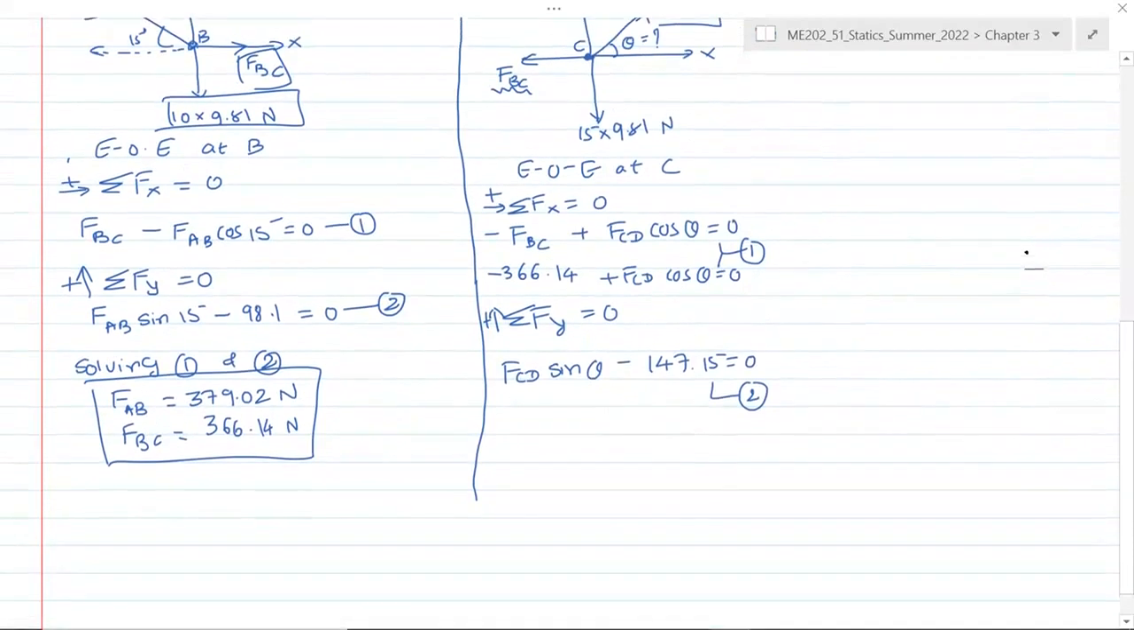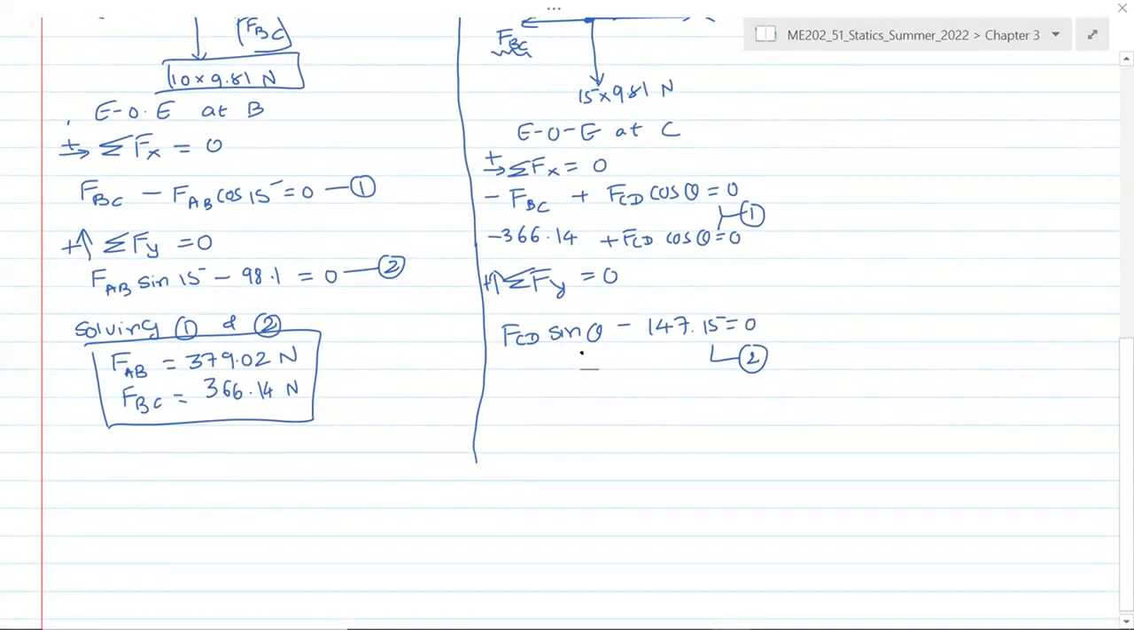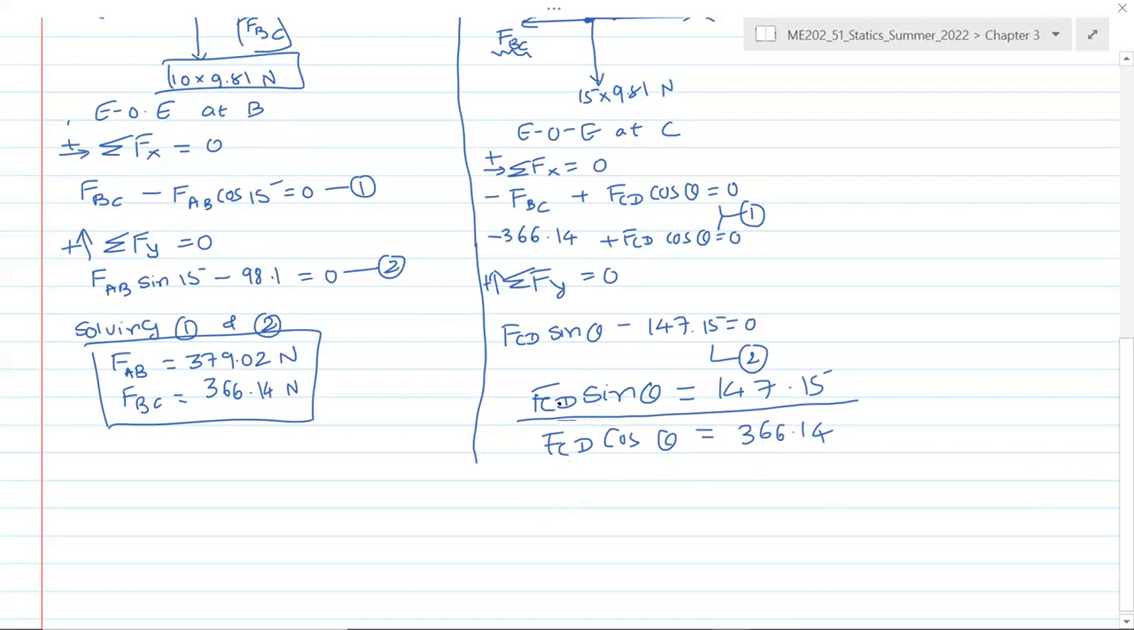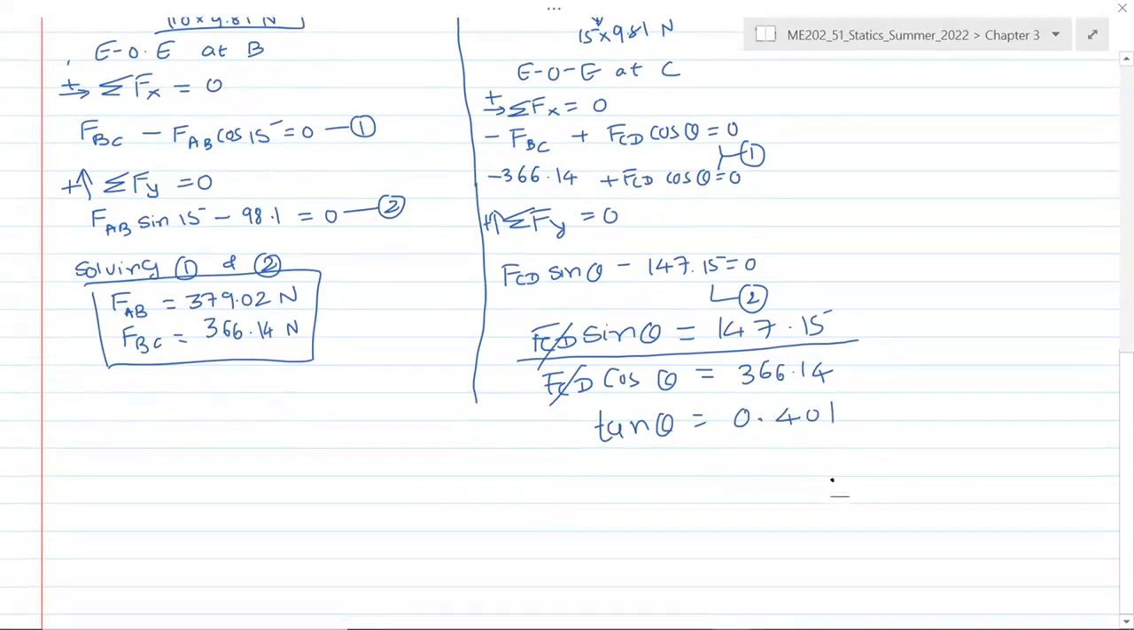By solving equation 1 and 2, we can solve for FCD as well as theta. An easy way to solve these equations is to rearrange this equation as FCD sine theta equals 147.15. I have just moved the 147 to the other side of the equal sign. And from equation 1, FCD cosine theta equals 366.14. Now we divide equation 2 by equation 1. So FCD and FCD get cancelled, and sine theta divided by cosine theta is tan theta. 147 divided by 366 is 0.401, and then we can calculate angle theta using tan inverse of that number, and that is 21.89 degrees.